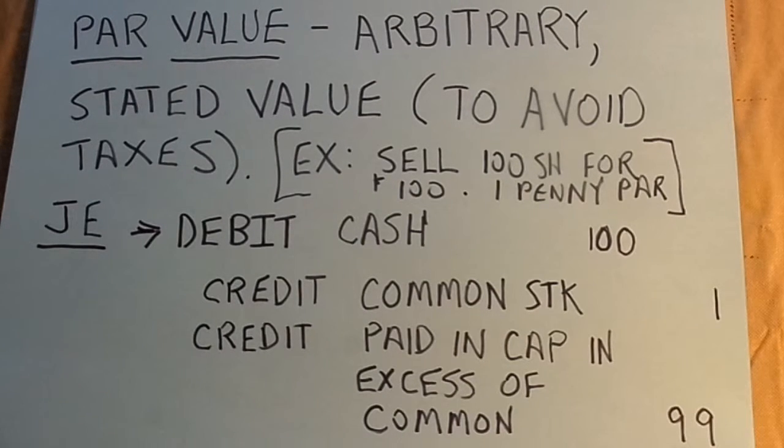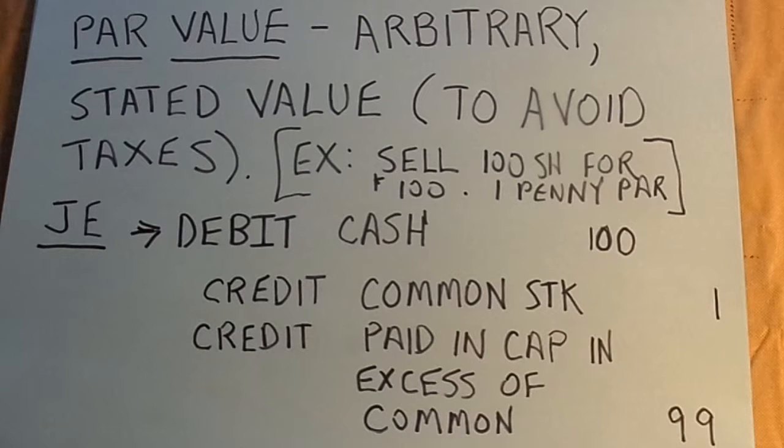So, for example, I often tell clients, state that the par value of your stock is a penny when you sell it. Now, that doesn't mean you sell it for a penny. And so if you look at this example, the company has sold it for $100. They've sold 100 shares of 1 penny par for $100.